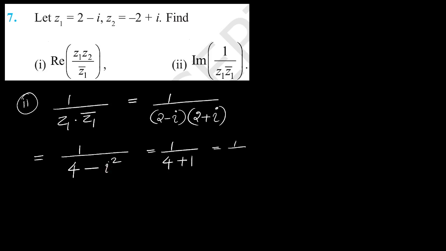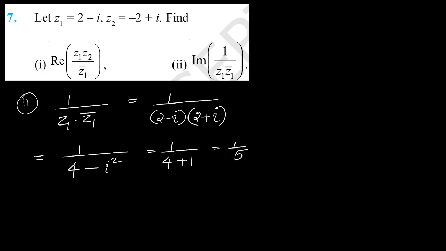I got 1 by 5. But I expect the final answer as a complex number. Then only I can find out the real or imaginary part. I expect the final answer as a complex number, but I got a real number. But still I can express this value in the form a plus bi.